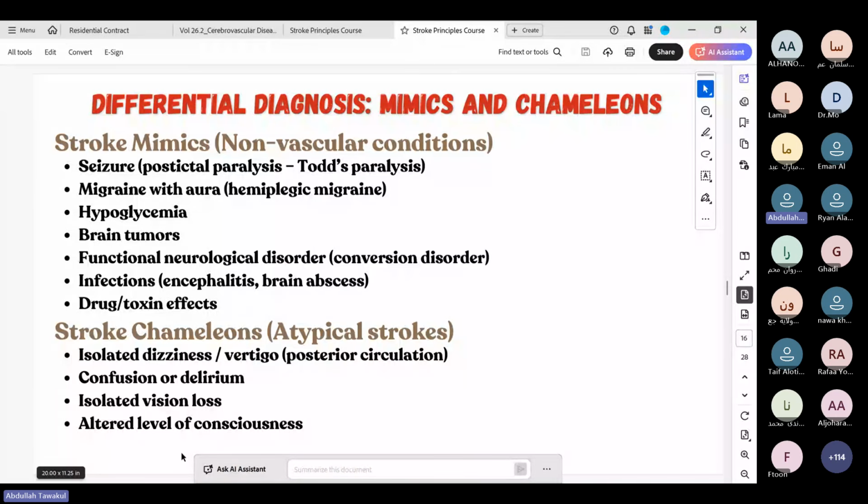Usually when we have patients presenting with acute deficit, we think of stroke, and this is reasonable. However, you always have to consider the non-vascular causes of acute deficit. You have to rule out stroke mimics, such as seizures, migraine with aura, metabolic disturbance such as hypoglycemia, subdural hematoma, functional disorders, and drug-related side effects.